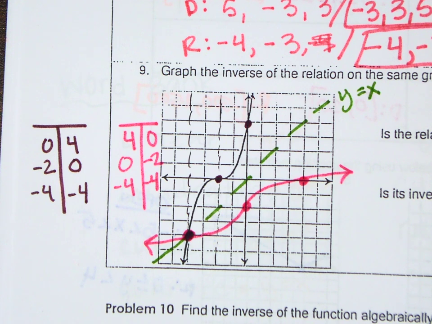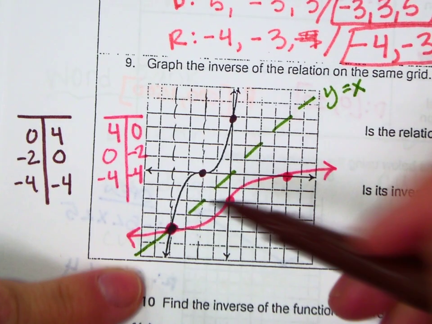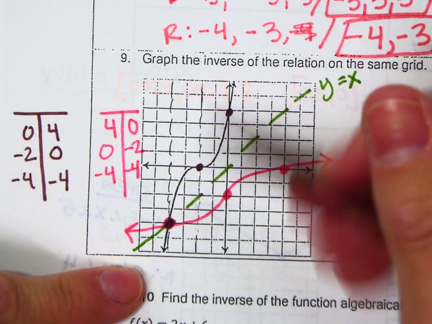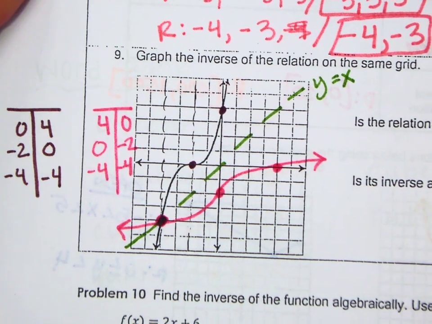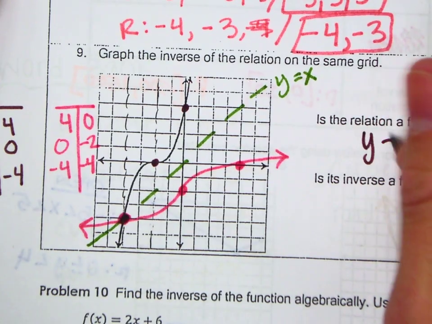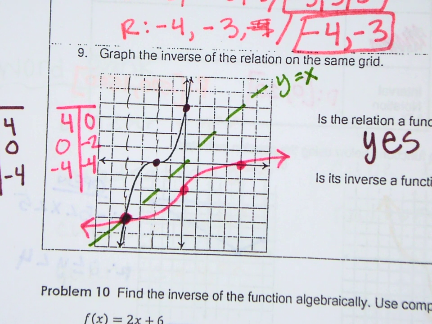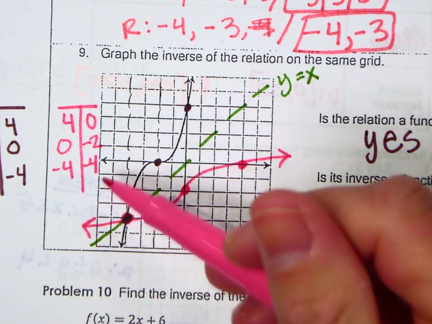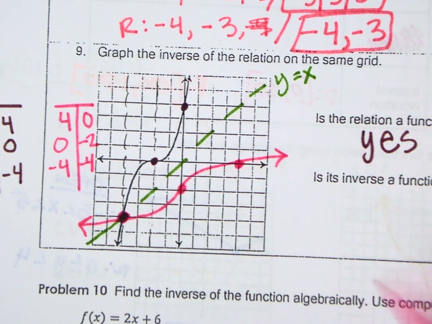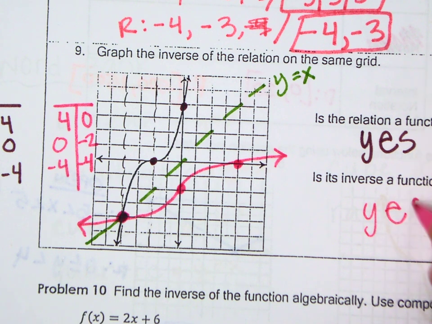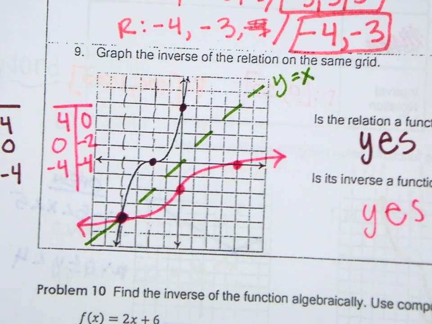Okay, is the relation a function? So the original graph, does it pass the vertical line test? If you were to draw a vertical line, would it ever hit your graph more than once? No. So yes, the relation is a function. And then same thing for the inverse. If you were to draw a vertical line, it would never hit it more than once. So yes, the inverse is also a function.